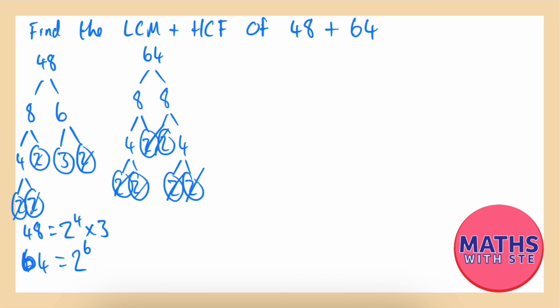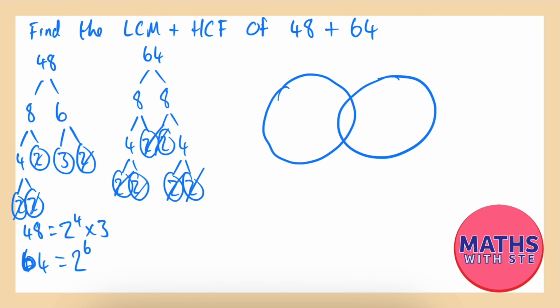Okay, so I can do my Venn diagram now. It's just a rough sketch. I'm going to call that 48, and I'm going to call that 64. Okay, what goes in? Well, 2 to the power of 4 goes into both, doesn't it? So I'm going to go 2 to the power of 4. But on 64, if I've taken 2 to the power of 4 out of there, I've still got 2 squared left. So 2 squared. And then for 48, what's left? We've just got 3.